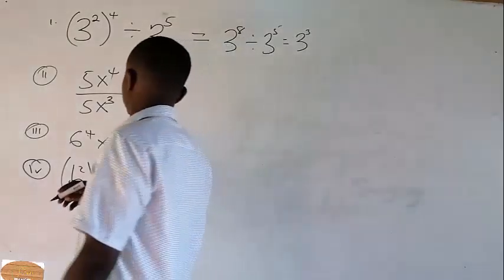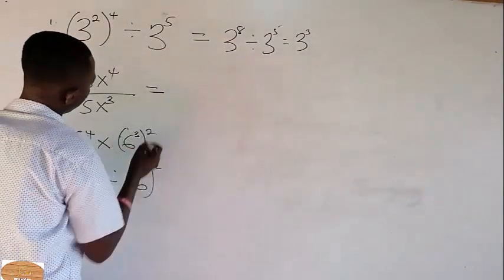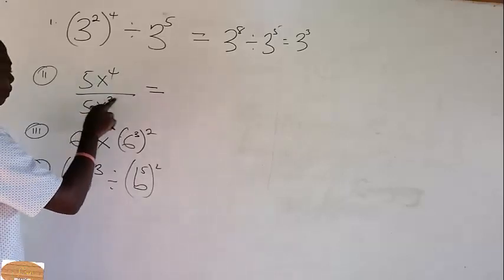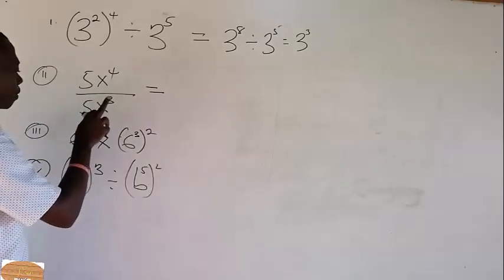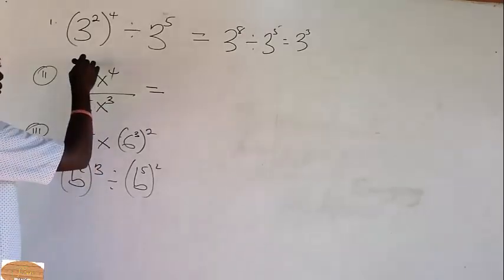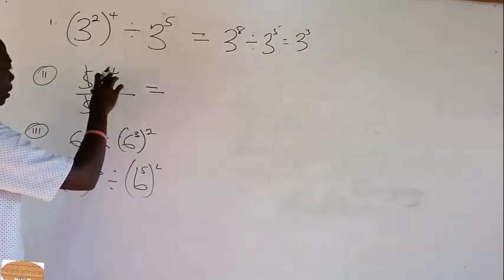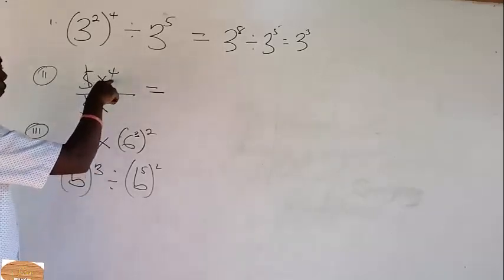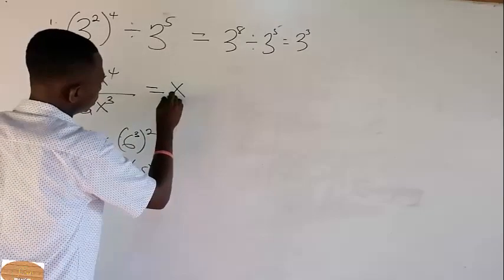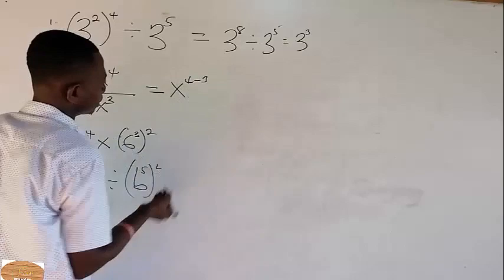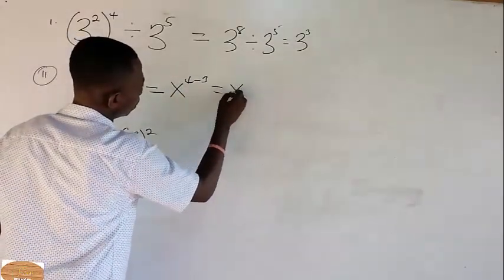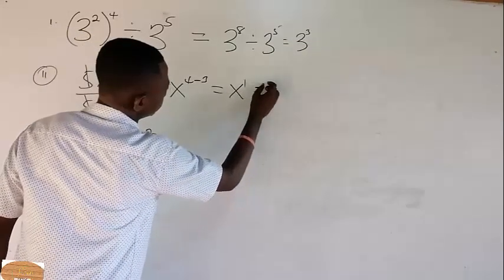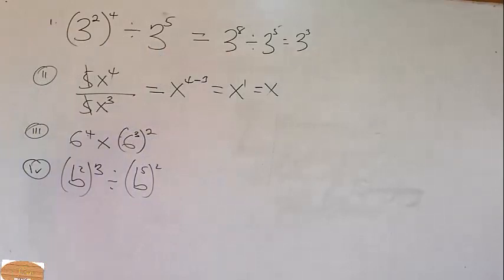Alright. So we have 5 to the power 4 divided by 5 to the power 3. So this one will cancel this. We are left with 8 to the power 4 divided by 8 to the power 3. I have 4 here, I have 3 here. So I have 8 to the power 4 minus 3, which is 8 to the power 1. Alright. So 8 to the power 1. Yes. Alright. Now let's move on.